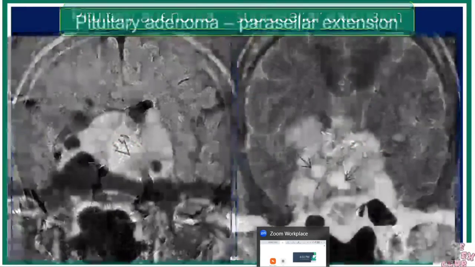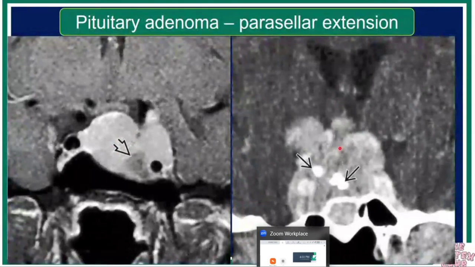Then they can go sideways. They can have parasellar extension, and here we have two different macroadenomas that have a parasellar extension.